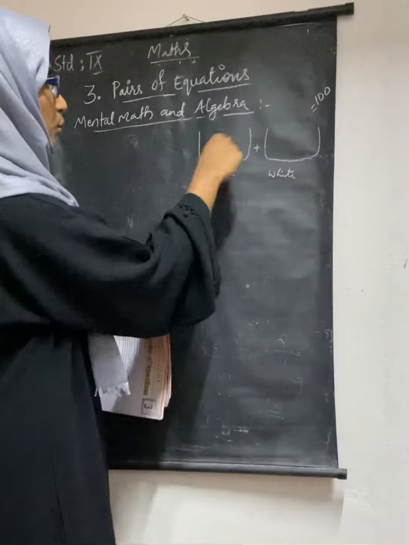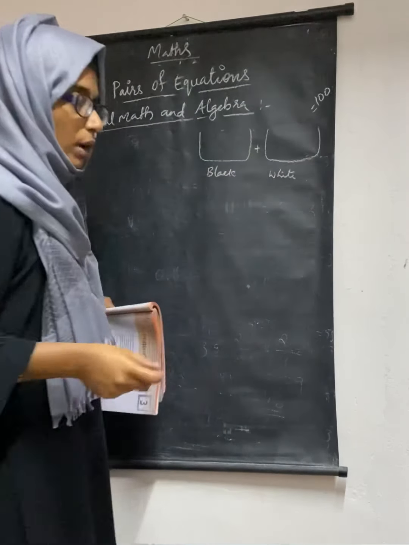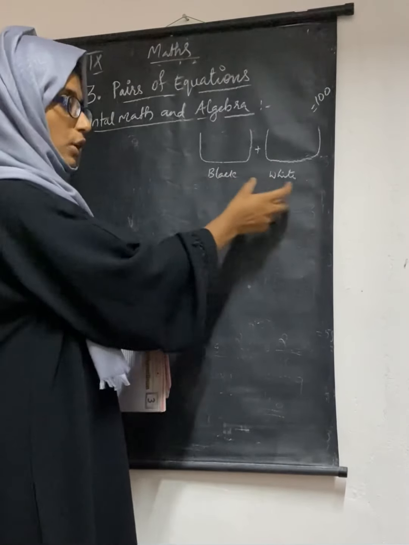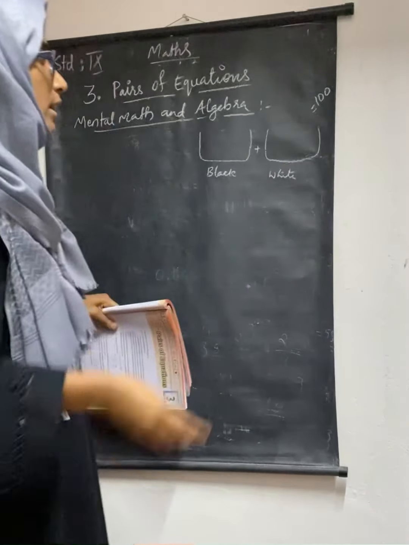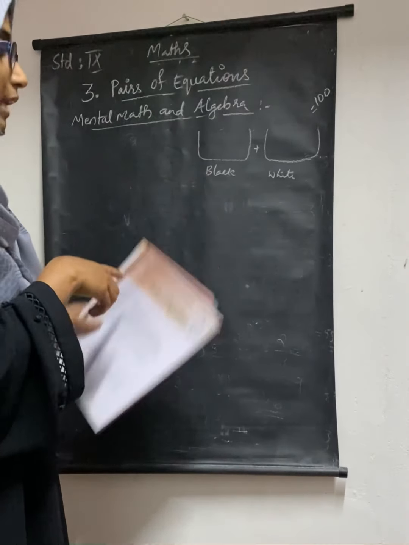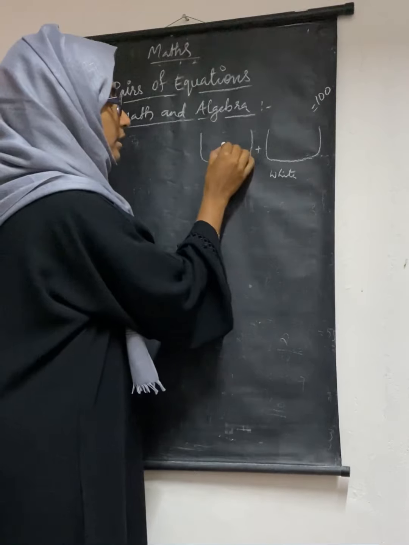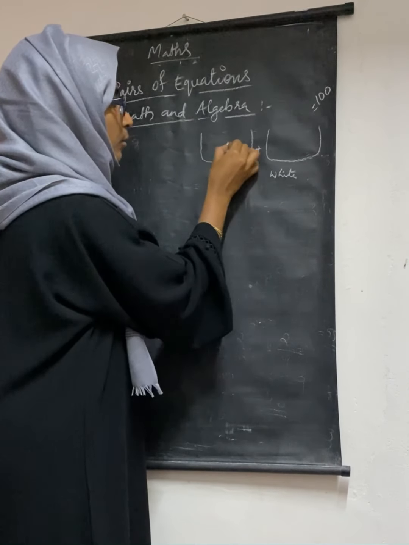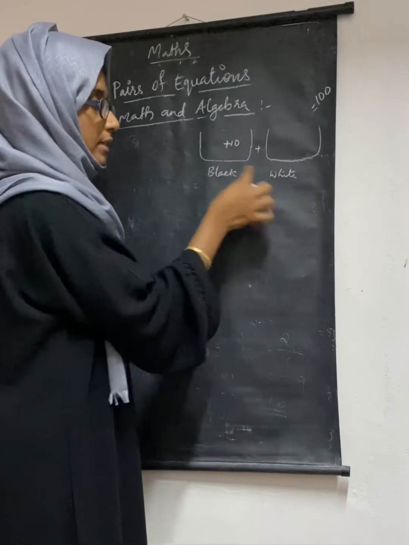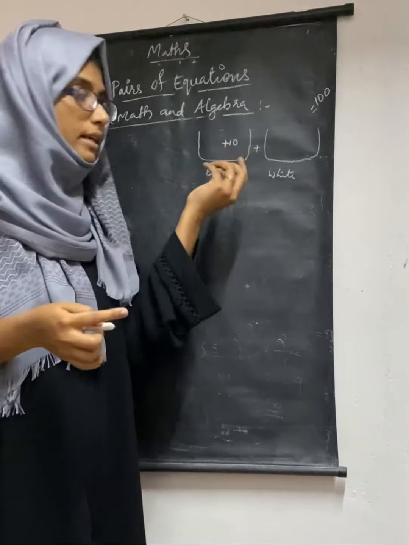If I show you like this, two vessels: here black, here white. We want to find out how many black you have, how many white you have. Totally, when you add them you will get 100. So one condition given is that you have to use 10 more black than white. In this vessel, 10 addition. So that means here 10 beads are more.